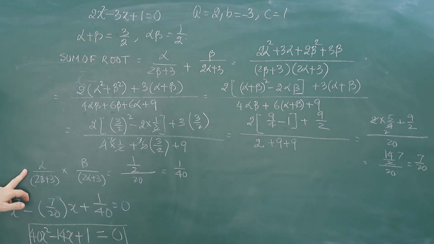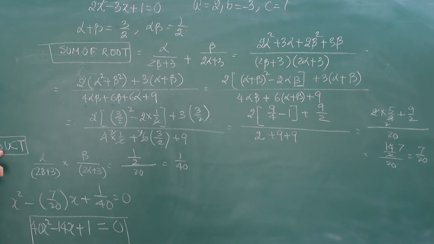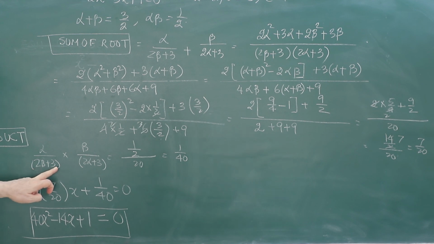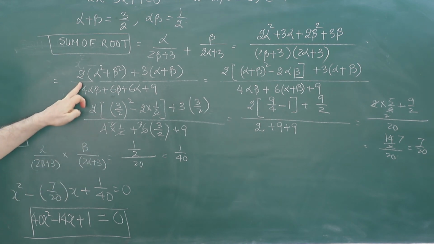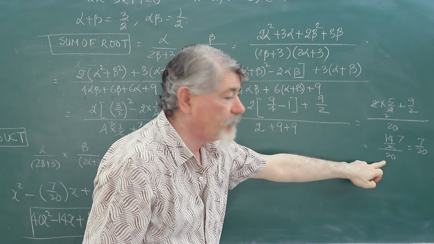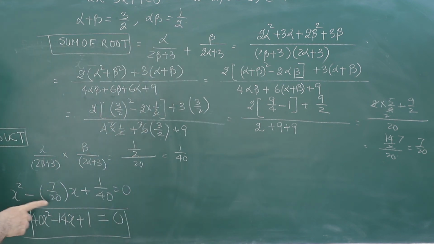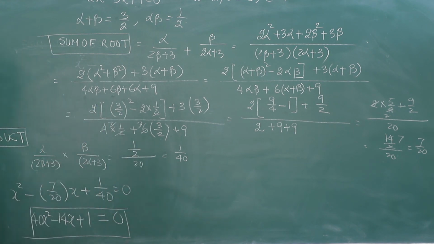Then I calculate the product of roots. I had calculated the sum of the roots here, now I am calculating the product. Product of the roots is alpha upon 2 beta plus 3 into beta upon 2 alpha plus 3. I already know the value of 2 beta plus 3 into 2 alpha plus 3 from here. We had already multiplied it, and the value had come as 20. So I will use that value here. It is 20, and alpha beta is 1 upon 2. So it becomes 1 upon 40.